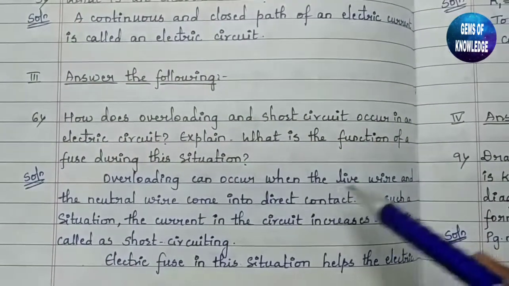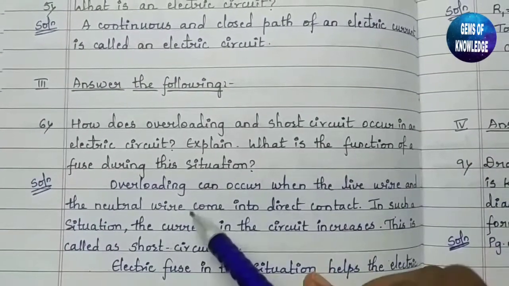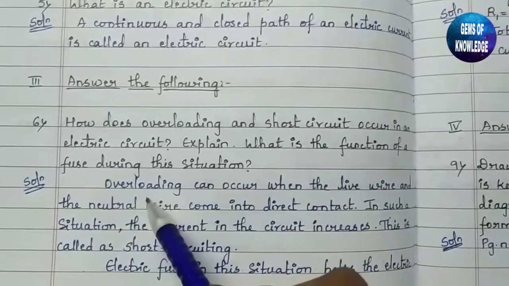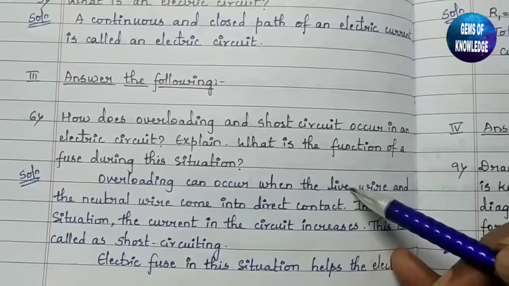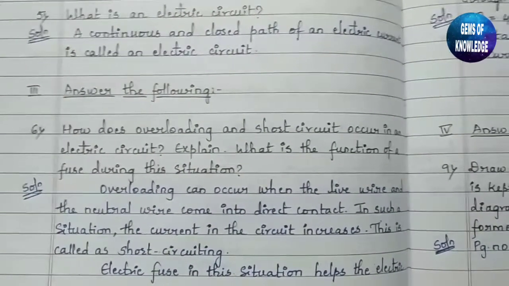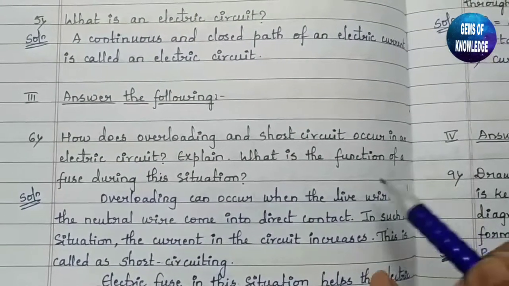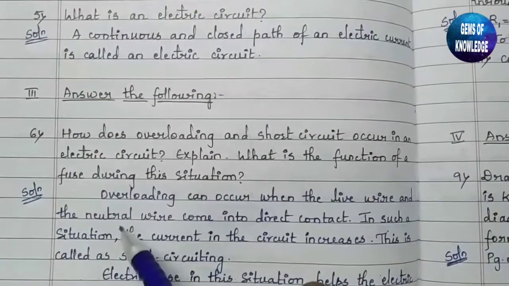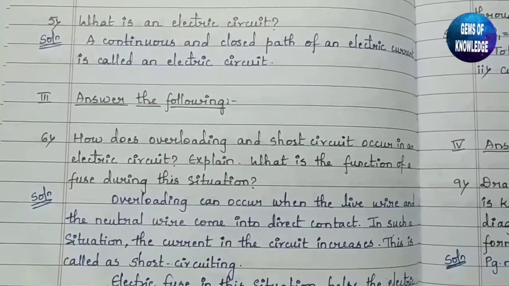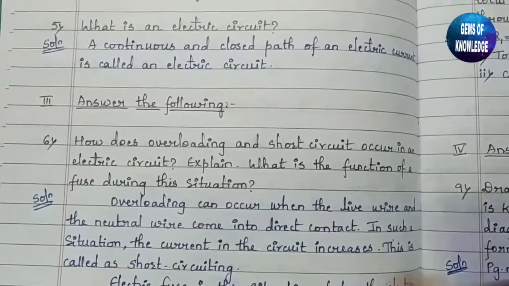Overloading can occur when the live wire and the neutral wire come into direct contact. So when your live wire and the neutral wire come directly into contact, then we can say that overloading will occur, okay? So let me tell you what your live wire is. The wire which is connected to the plug and to your appliances is nothing but your live wire, and the neutral wire is the wire which is present inside, okay, inside means which is connected directly to the mains, from your plug to the mains. That is called the neutral wire.